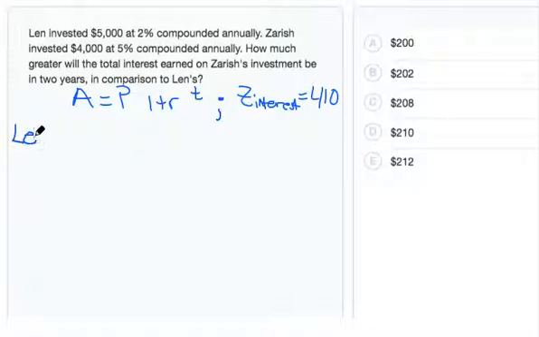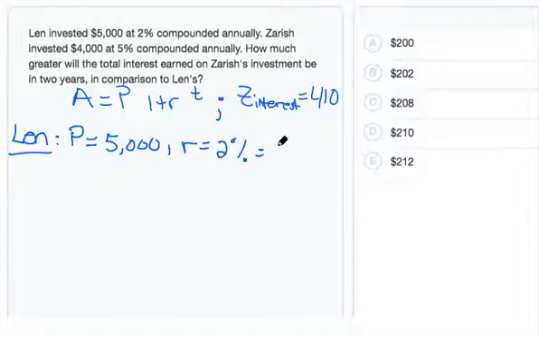So moving on to Len's, we have the same formula that applies. So let's extract what each of the variables mean for him, and do the same process, but for Len. For P, the principal or the initial investment for Len is $5,000 as given in the problem. We have that R is 2%, and in decimal form, that is 0.02. And then we also have that T is 2, since we're looking at 2 years after the investment.